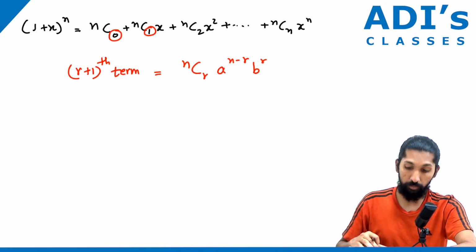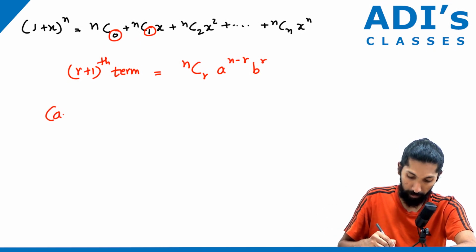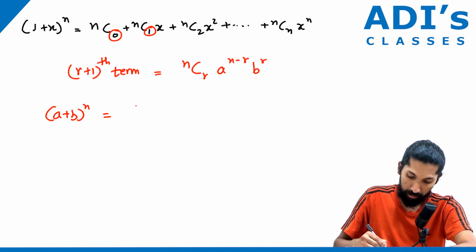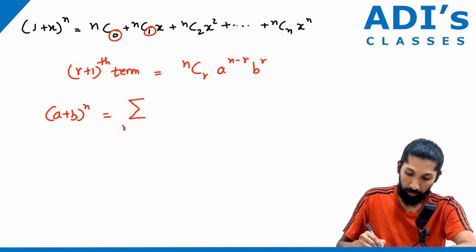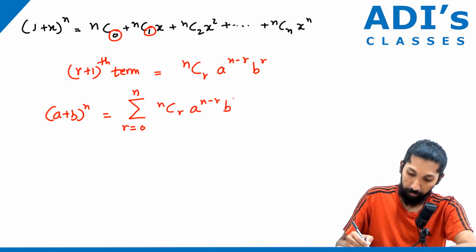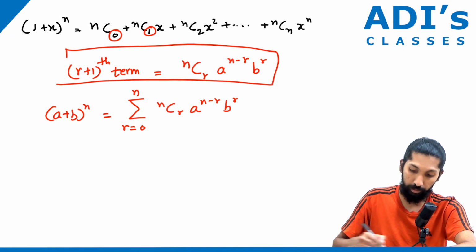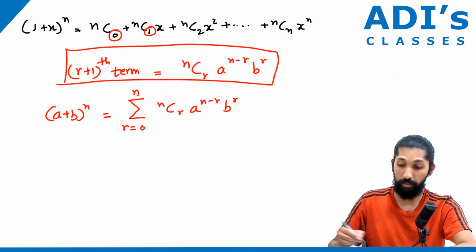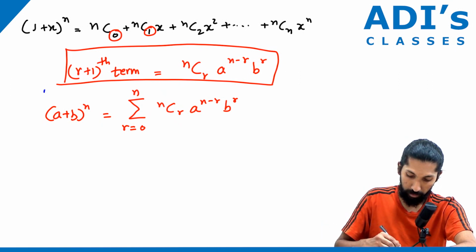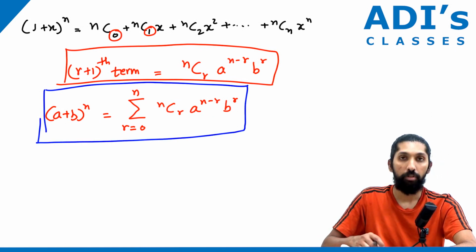Clear? So this is what we have, and the binomial expansion can be written as (a plus b) whole power n is sigma r equal to 0 to n ncr a power n minus r into b power r. Remember, this is very important. Very important. And the next important one is the general term. Clear? So with these two, in the next video, we'll solve problems on this.